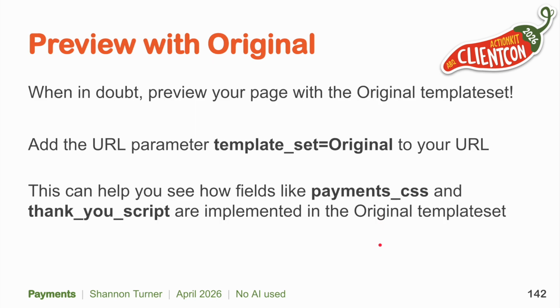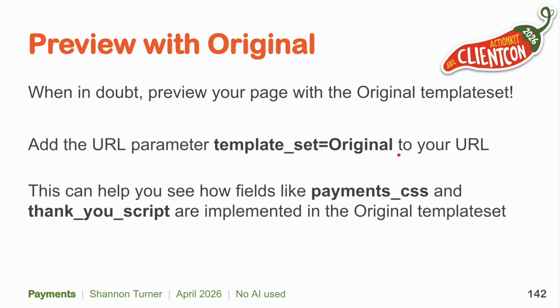Something that I used to do all the time back when I was a client, and I still do all the time as staff, especially on support, is to preview what a page would look like if it were using the original template set. And we're going to use the URL parameter template set equals original and add that to your URL. And it's really important not to confuse this with preview mode for your template sets.